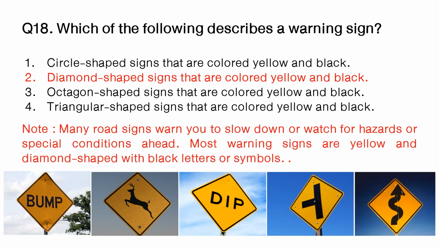Note. Many road signs warn you to slow down or watch for hazards or special conditions ahead. Most warning signs are yellow and diamond-shaped with black letters or symbols.